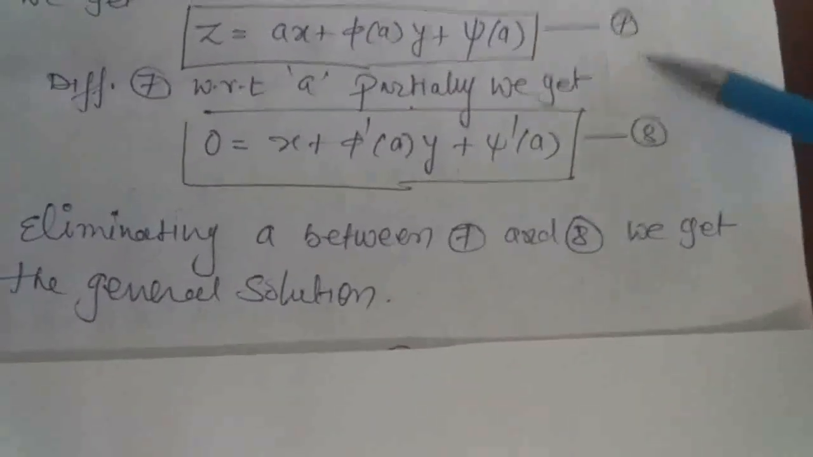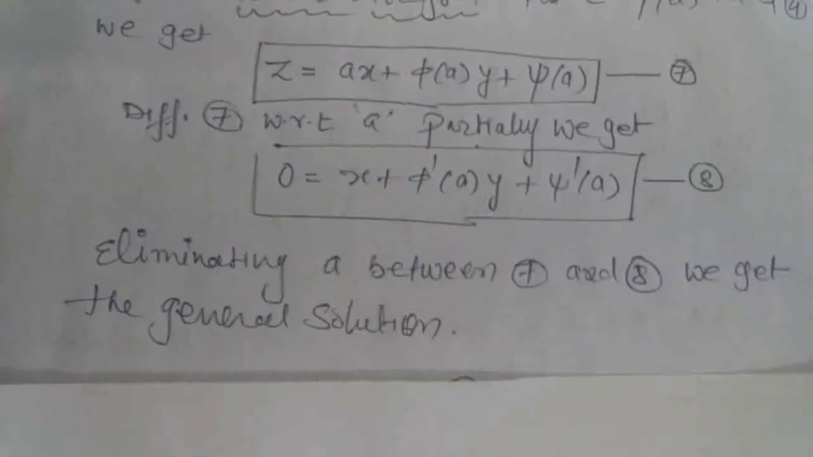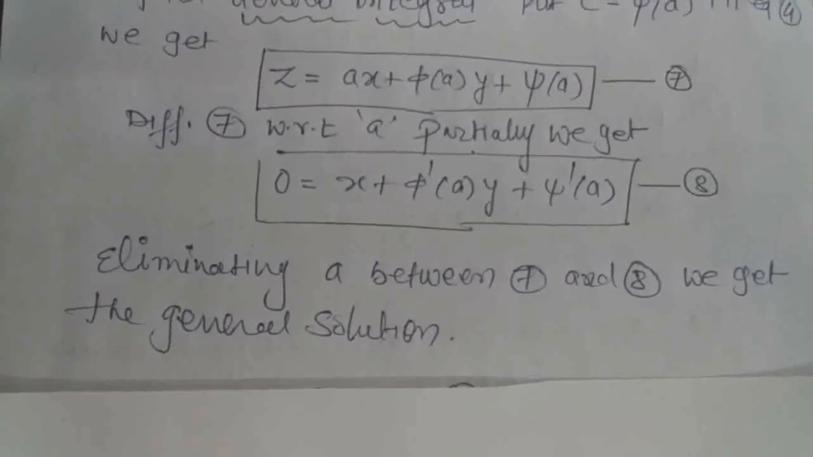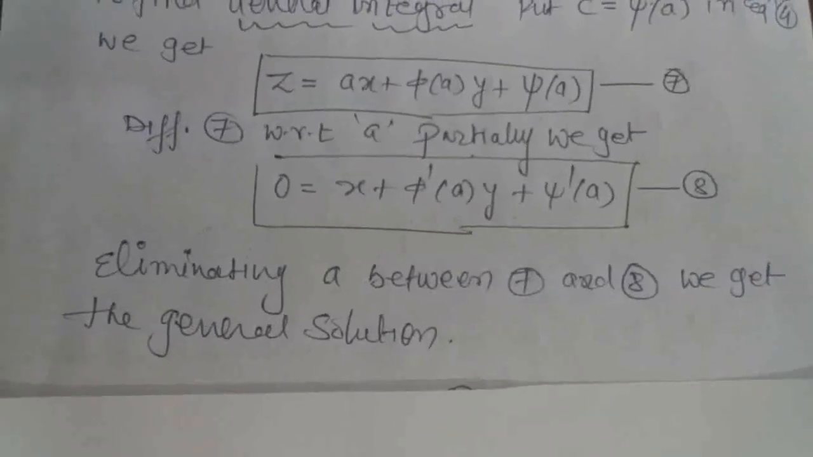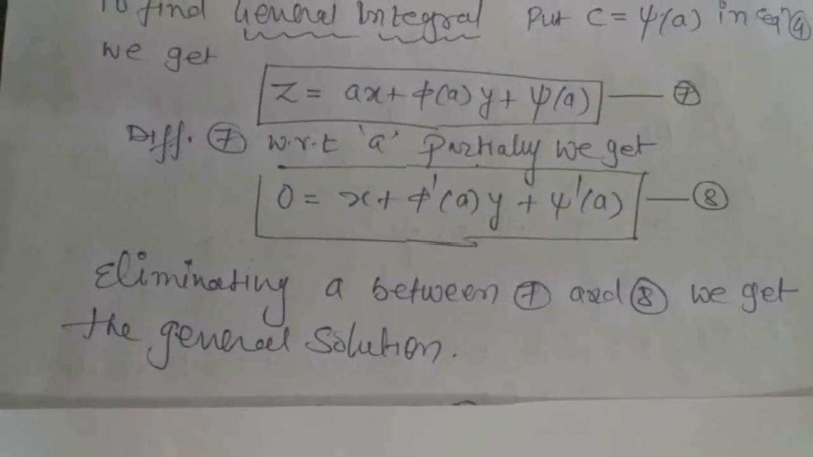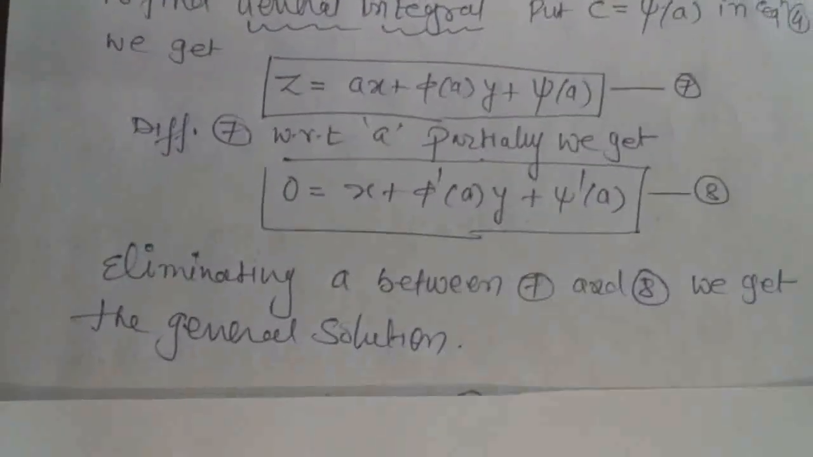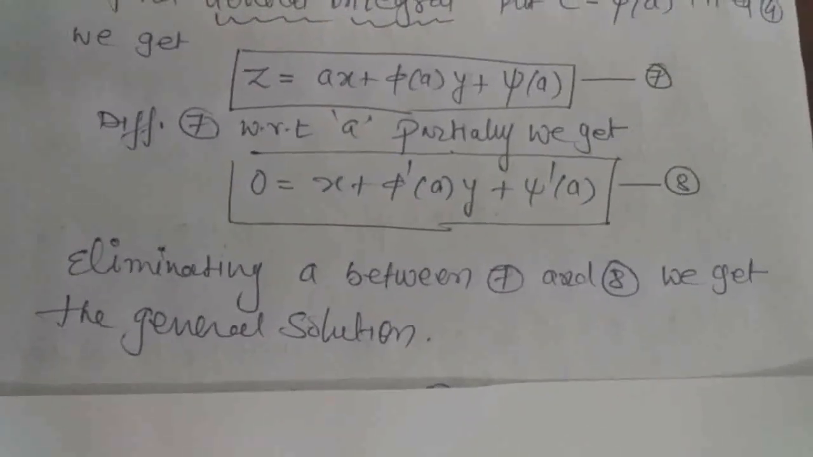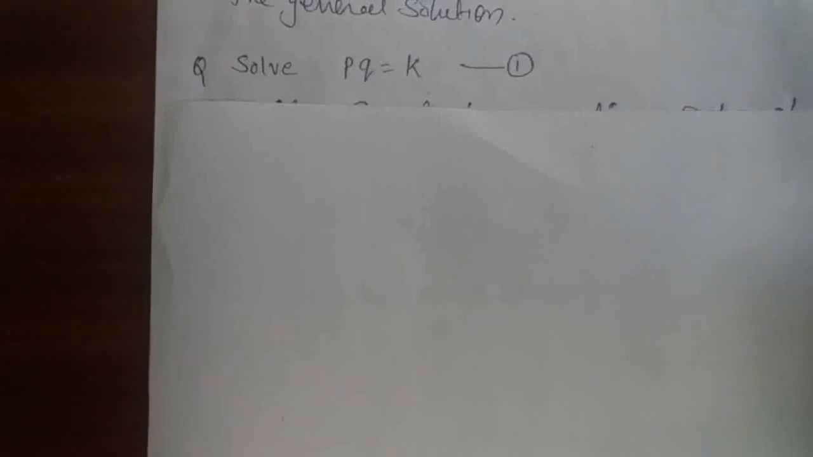So we have to obtain a relation by using equations 7 and 8 which does not contain a, and which is the required general integral of the standard form first. So this is how we obtain the complete integral, general integral and the singular integral of standard form first. Now we take a few examples.